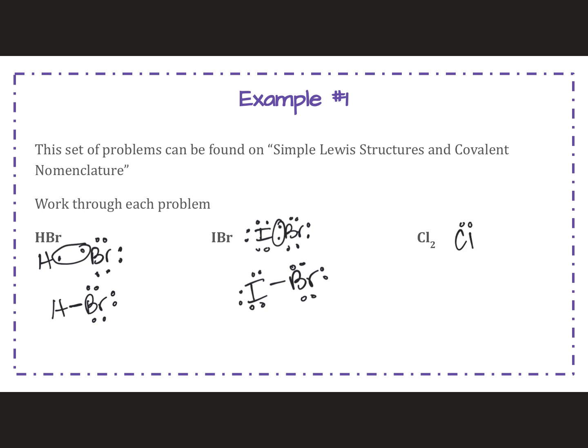All right, our last one is going to be with 2 chlorine atoms. Chlorine is also a group 7 atom. So chlorine is also going to form a single bond. In this case, it's just going to be with itself. So I've got a single bond with 2 chlorine atoms, and each of those has 6 valence electrons.